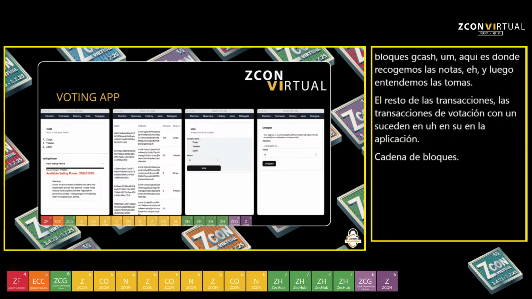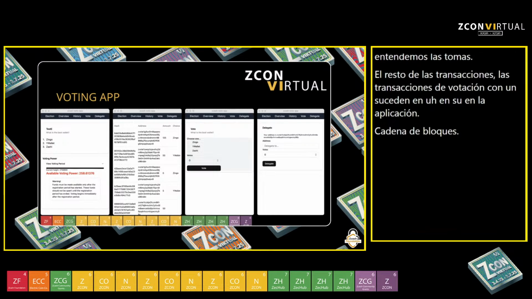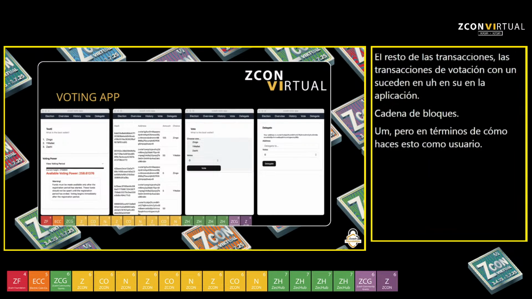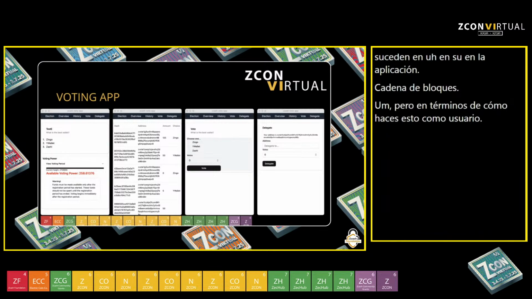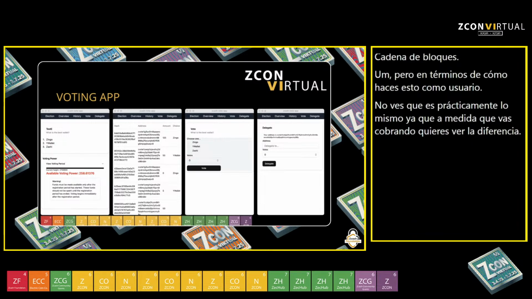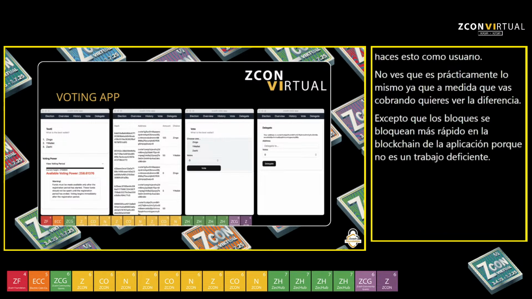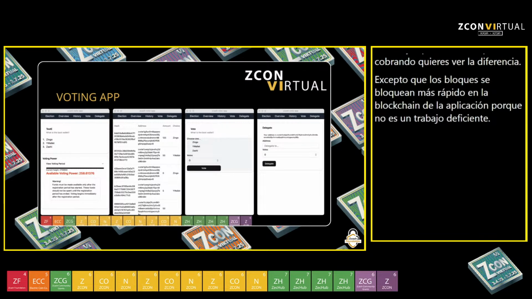But in terms of how you do the stuff as a user, you don't see that. It's practically the same thing as Zcash. You won't see the difference, except that blocks are created faster in the application blockchain because it's not a proof of work. It's a proof of authority. Just these guys have to sign the blocks. So we're creating blocks at the rate of 1 per second.